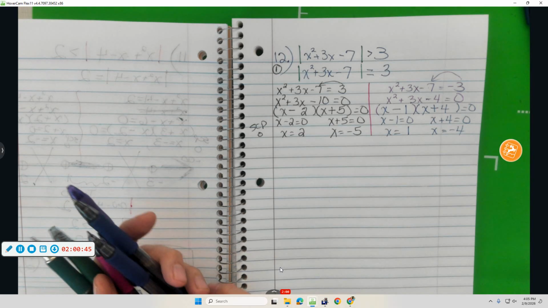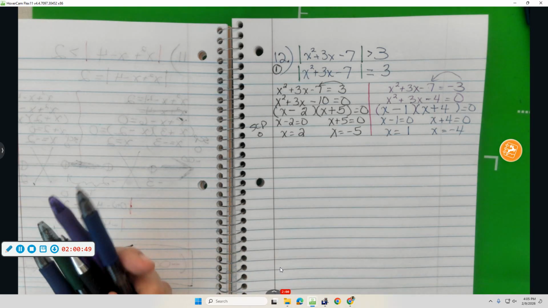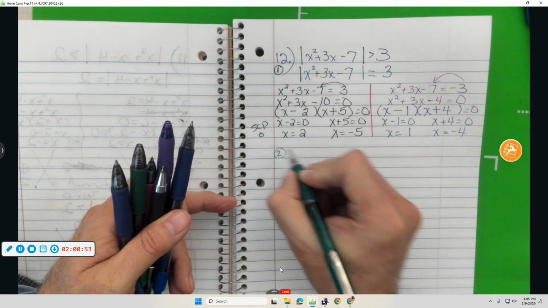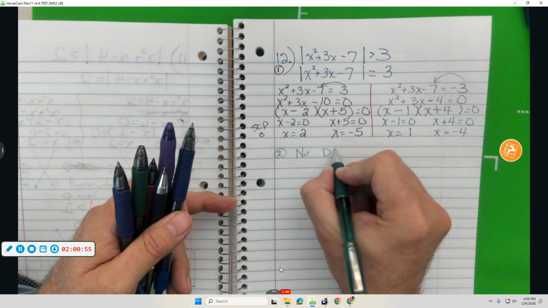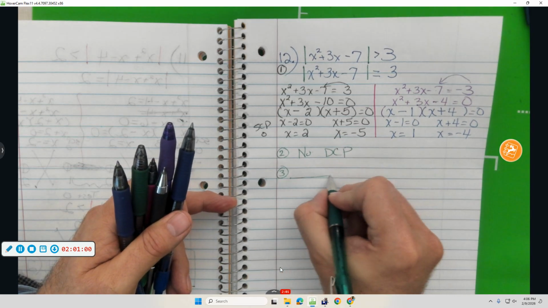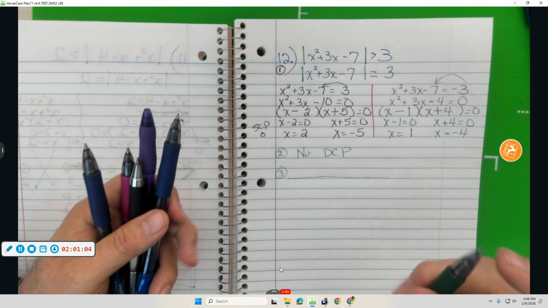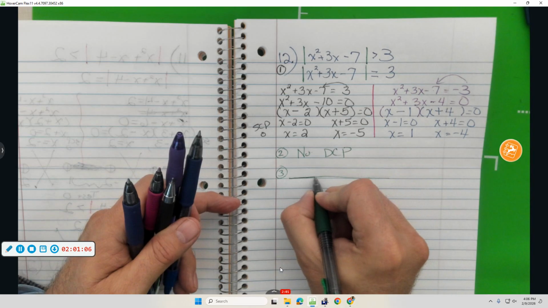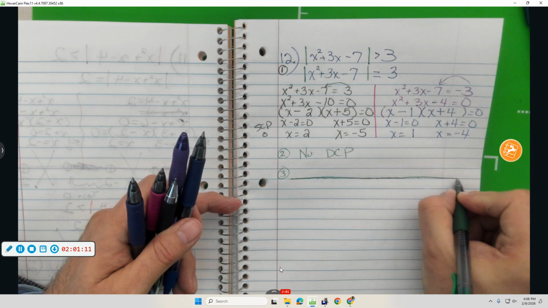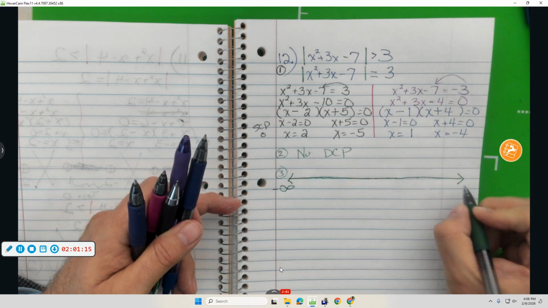Do we have any denominator cut points? No, of course not. There's no denominators. So no denominator cut points because there's no fractions. Let's draw my number line. I'm going to have to buy some more pens. The school provides us with pens, but I'm too picky, I suppose.